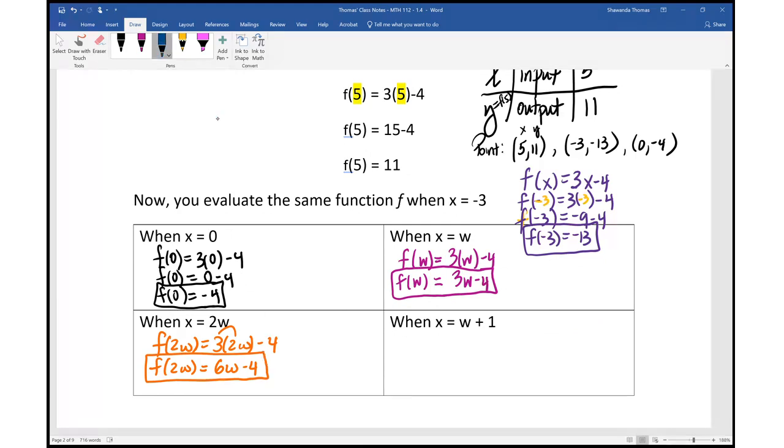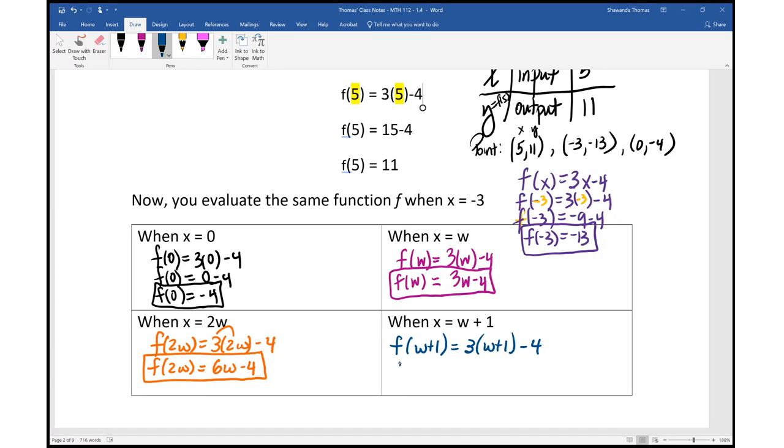And what about x equals w plus 1? We have f of w plus 1 equals 3 times (w plus 1) minus 4. We have to distribute here, 3 times w and 3 times 1. We have 3w plus 3 minus 4. So now we have like terms, as you can see here. Therefore, f of w plus 1 equals 3w minus 1.